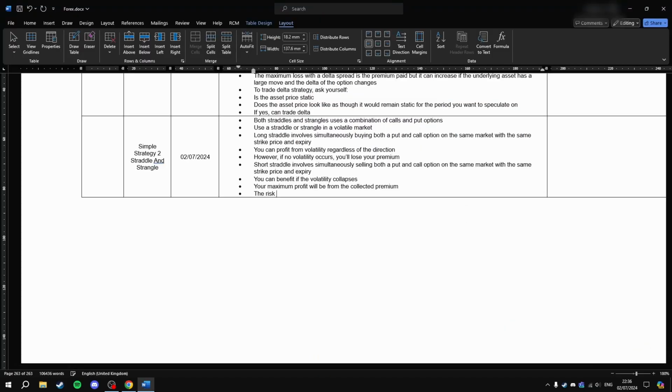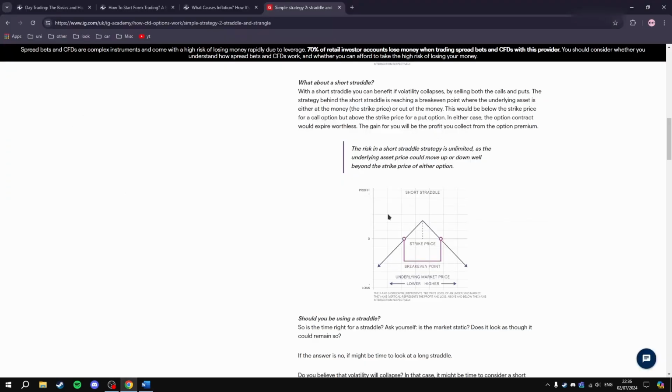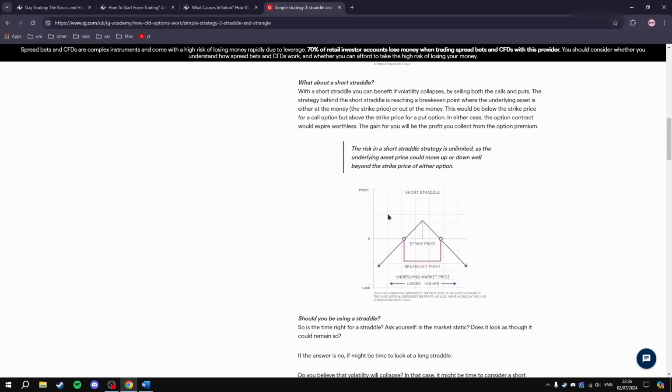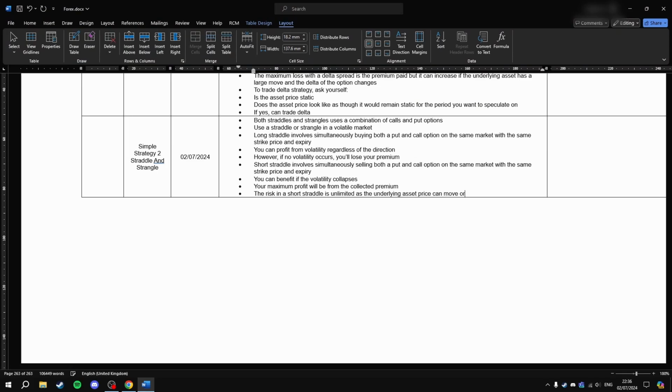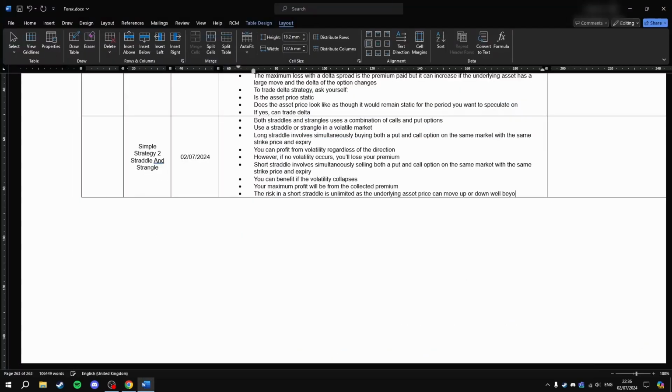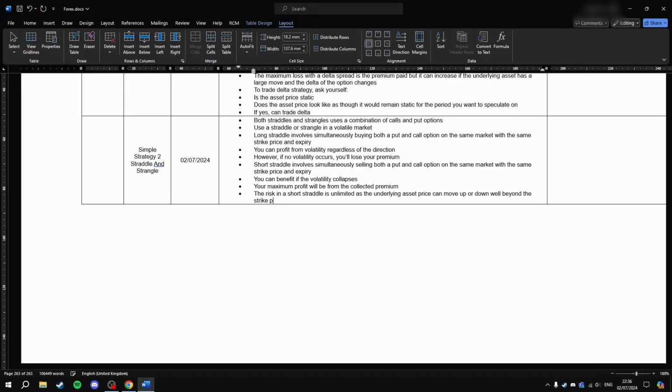So the risk in a short straddle is unlimited as the underlying asset price can move up or down well beyond the strike price of either option.